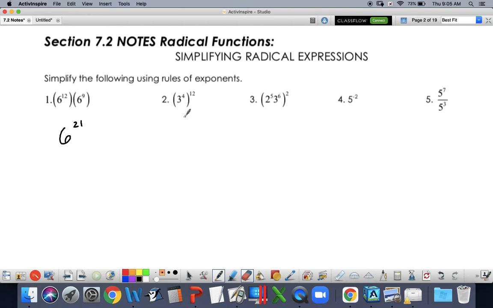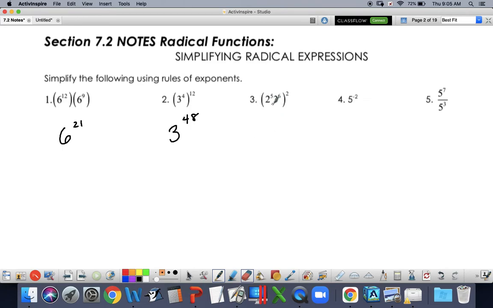On our next example, I have an exponent raised to another exponent, so a power raised to another power, and that rule is that I multiply. Again, I keep the base and I multiply my exponents.